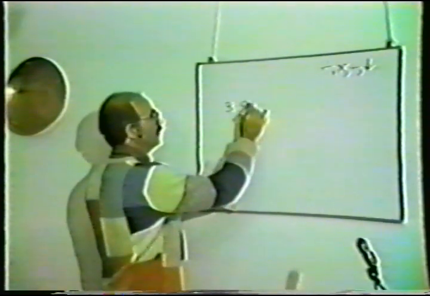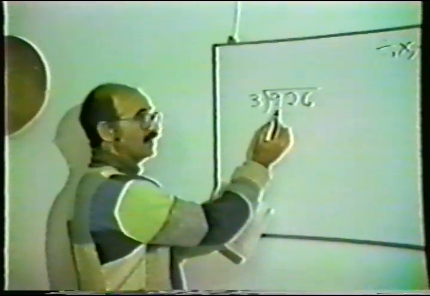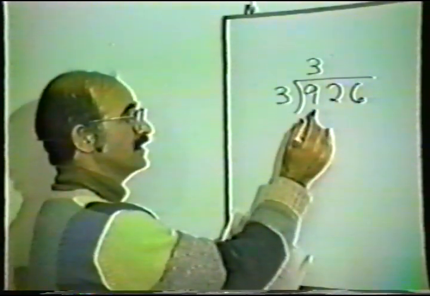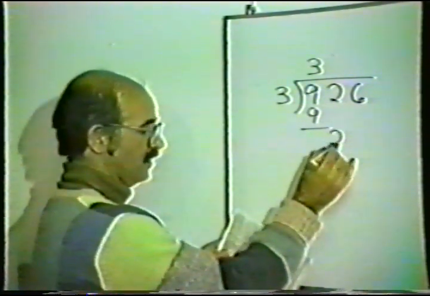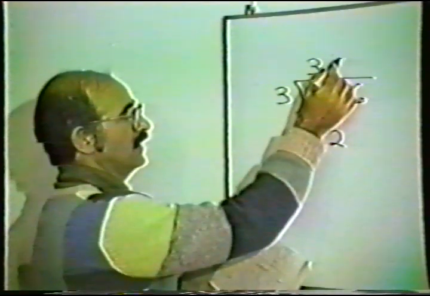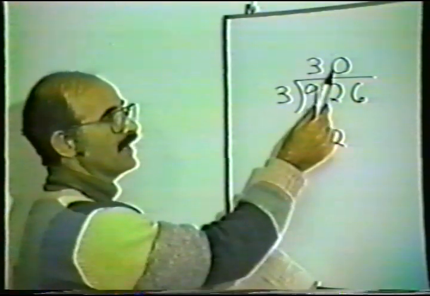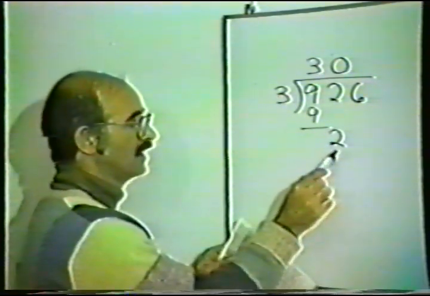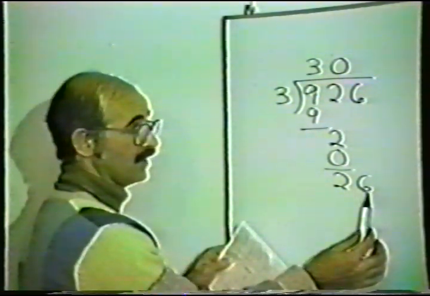3 into 926. 3 into 9 goes 3. 3 times, because 3 times 3 is 9. Subtract, get 0. Bring down the 2. 3 into 2 goes 0. Now, here's a little shortcut. As long as you remember to put the 0 up there, you don't really have to say 0 times 3 is 0, subtract, get 2, and bring down the 6. You're just going to get 26.